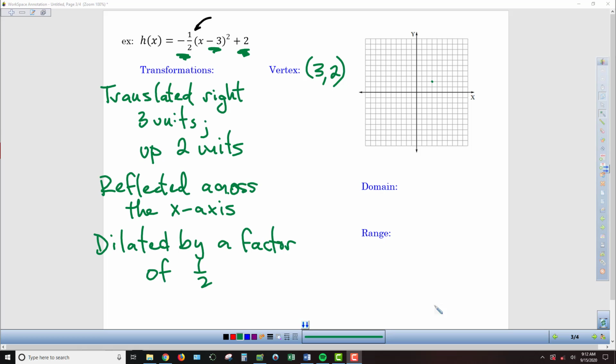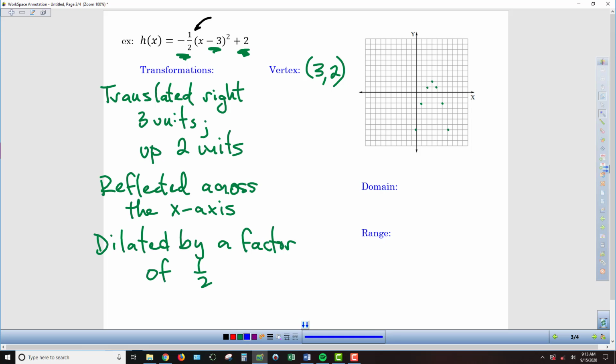Under normal circumstances, if it was just a reflection from our vertex here, we'd go left and right 1 and then down 1. We would go left and right 2 and then down 4 from the vertex. That would put us about here and here. Left and right 3 and down 9 from the vertex. That would put us about here and here. So if there was no 1/2, if there was just a negative sign, that would be the collection of points that we would use to sketch our graph.